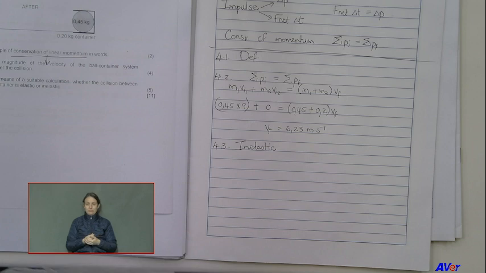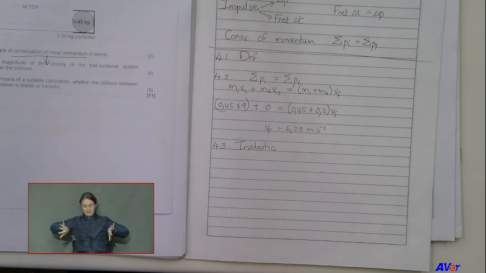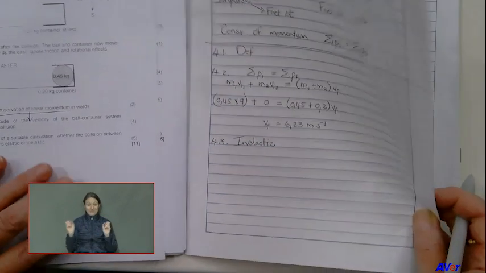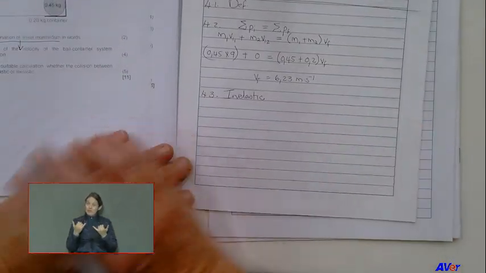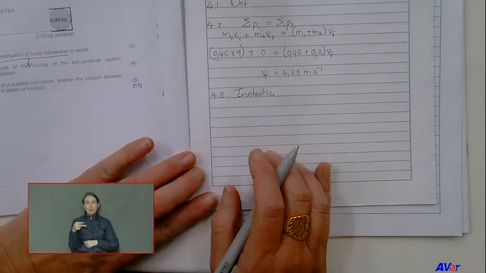Now what must I do? I must calculate separately. That's important. Separately, I must calculate the total kinetic energy before, and I must calculate the total kinetic energy after, and I must make a conclusion. So you can't say from the start they are equal to each other. You must make a conclusion.